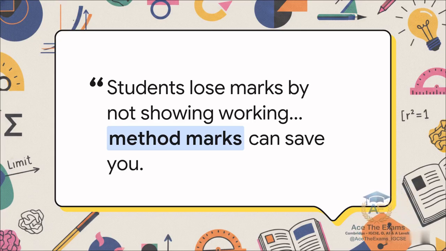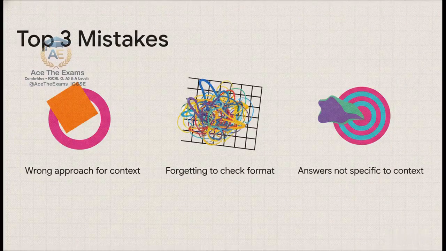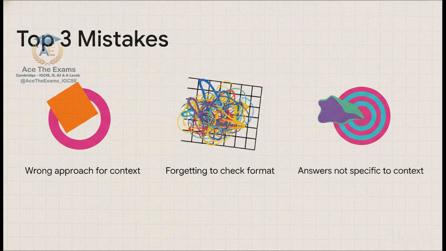Seriously, think about that for a second. If you make a tiny arithmetic error in step 4, but you clearly showed your substitution and algebraic setup back in step 3, the examiner is still going to reward your logical process. Those method marks are your absolute ultimate safety net. So, the crucial point here is knowing exactly where students constantly trip up.